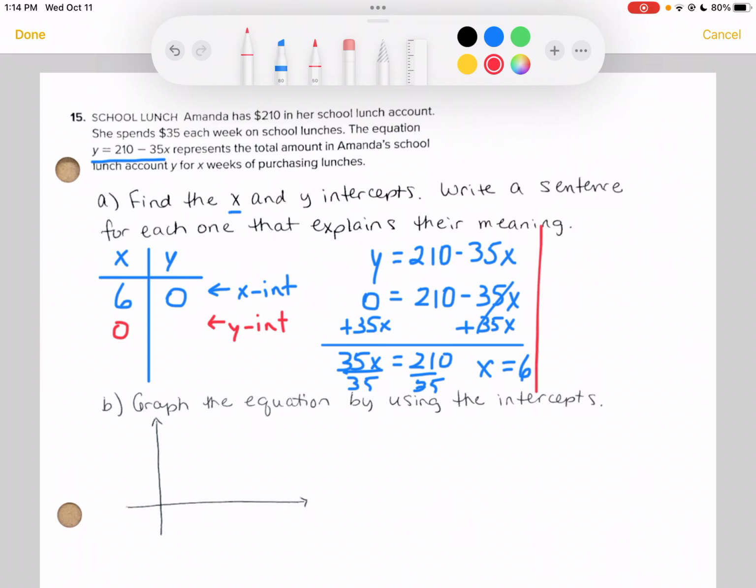The flip side of this is if I'm trying to find my y-intercept, I'm going to plug in 0 for x. So I go 210 minus 35 times 0. 35 times 0 is 0. So now I have 210 minus 0, so 210.